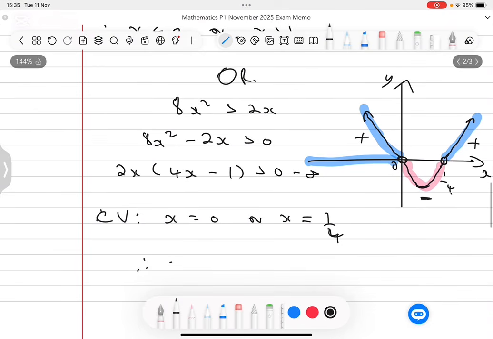So my solution here would be x is less than 0, because every number that is less than 0 will go until negative infinity. Or the other option is that it goes from 1 over 4 to positive infinity. So x will be greater than 1 over 4. So you get the same solution.